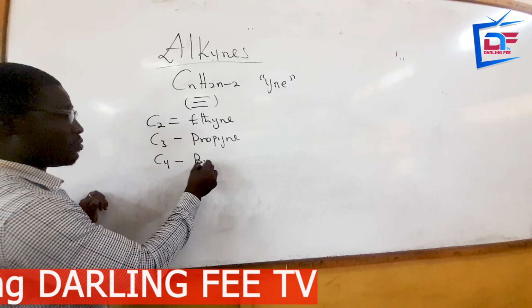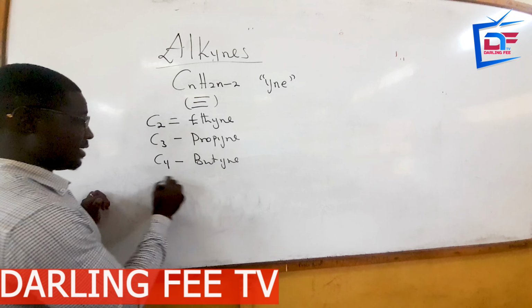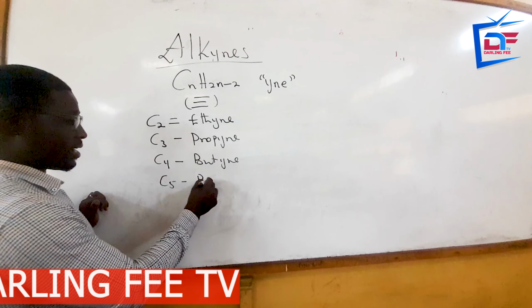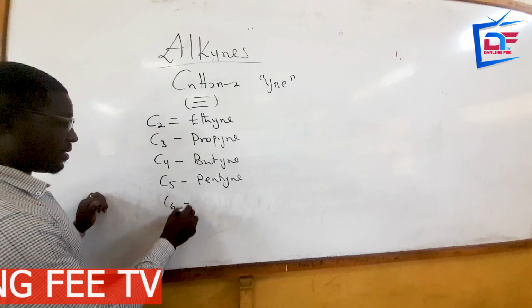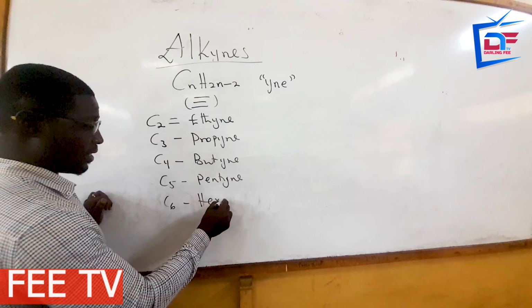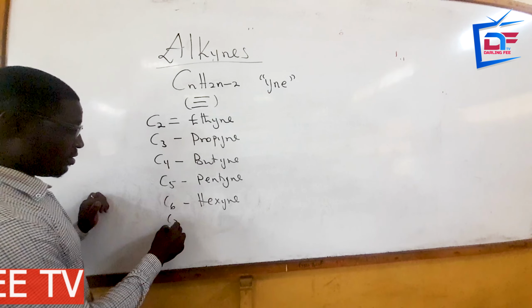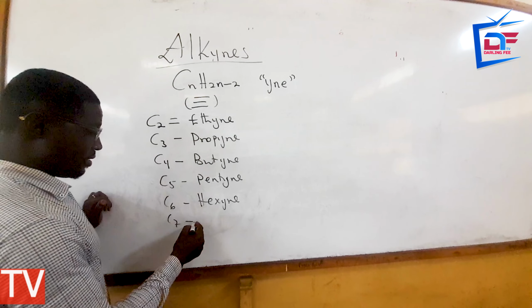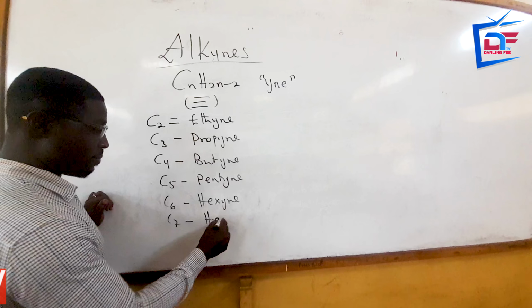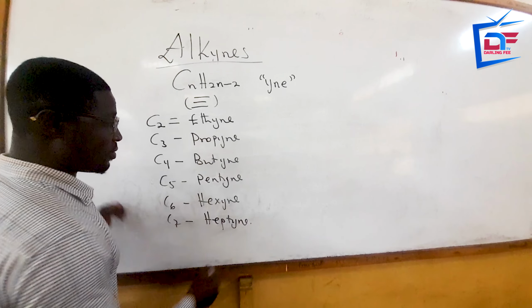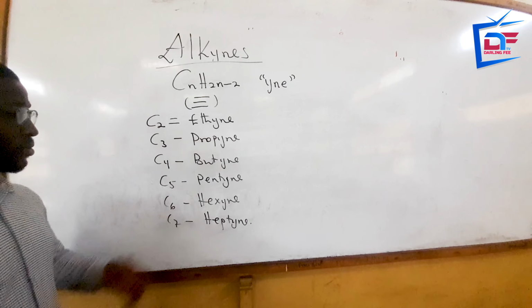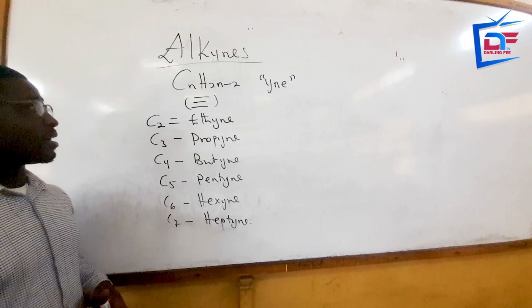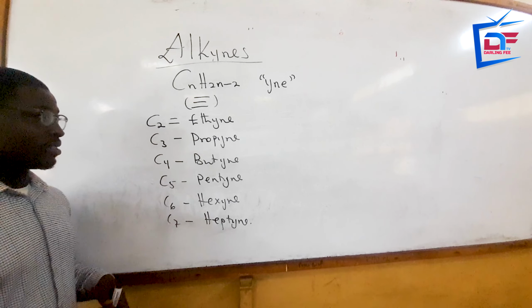C4, butyne. C5, pentyne. C6, hexyne. You can continue from here. C7 is going to give us heptyne. So these are some of the basic things that we will depend on in terms of naming alkynes. Now let's look at a few examples.